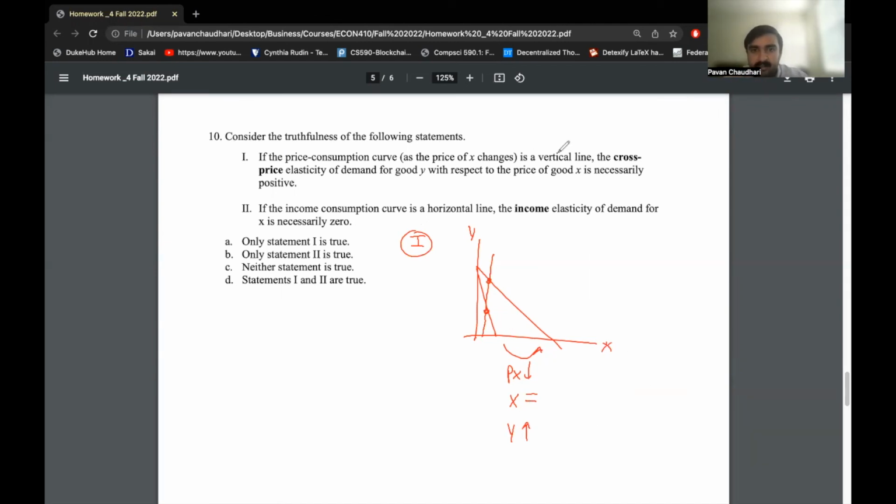What it's asking about is the cross price elasticity of demand for good Y with respect to the price of good X, right? So in the derivative, we need the good to be Y. It's going to be Y on top and the price of good X. So the parameter is going to be Px. What can you say here? When Px goes down, Y is going up. So what kind of derivative has an opposite relationship here? This is a negative relationship. So this one is false because it's actually negative.